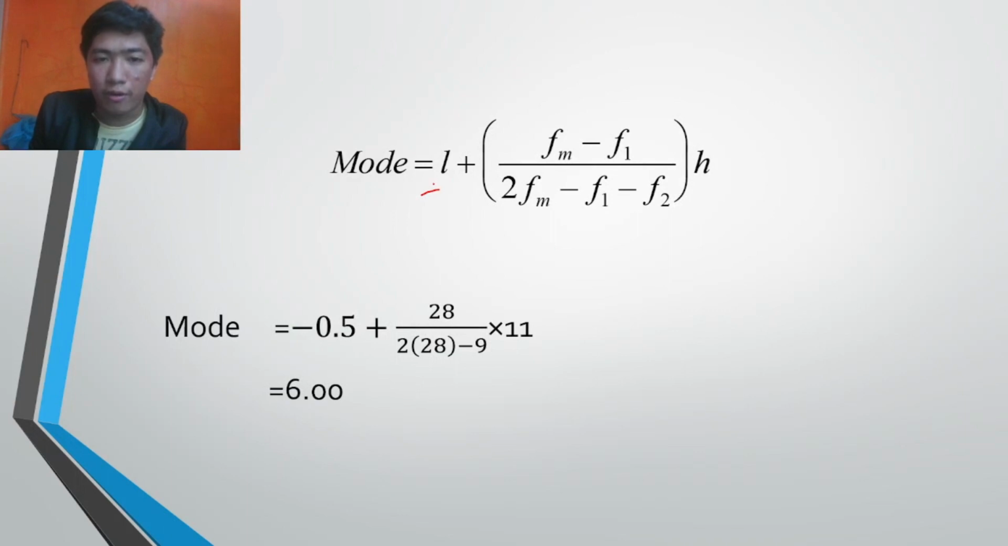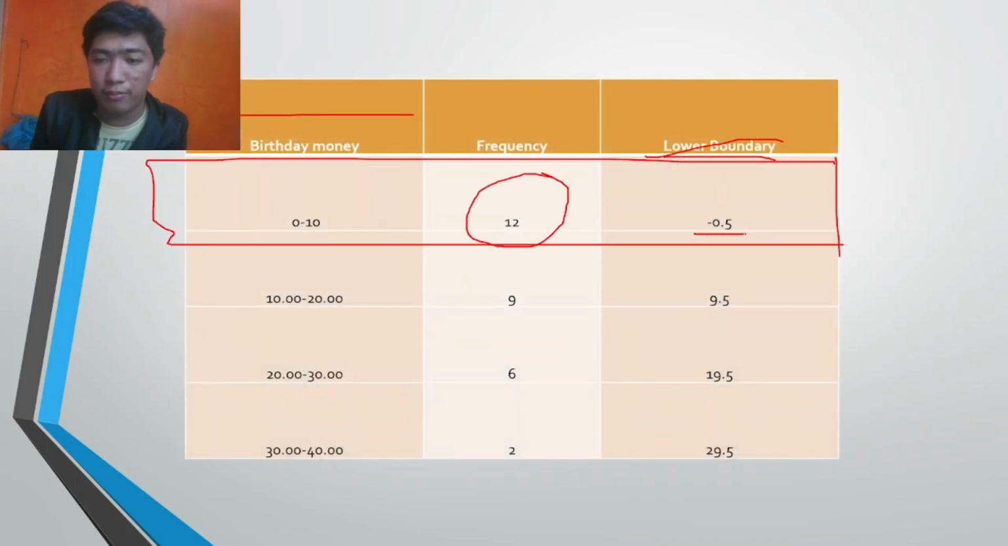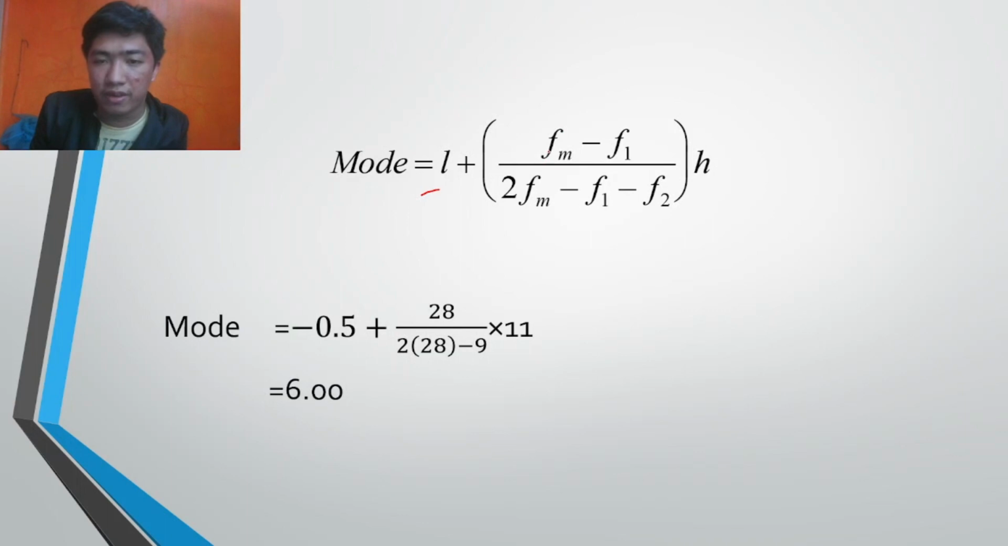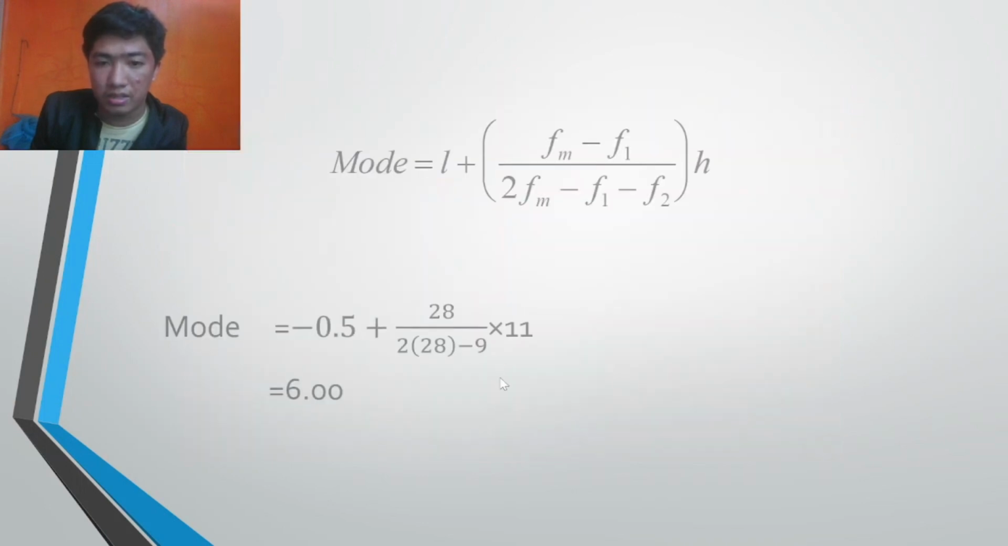So the lower boundary of that class is negative 0.5. This out here, yes, this is negative 0.5. This is our lower boundary. Then the maximum value of frequency is the sum of frequency. So you just add all this up, which equals 12 plus 9 plus 6 plus 2, equals 21 plus 6, 27 plus 2, 29. Or rather 28. That's the value of our maximum frequency minus f1.